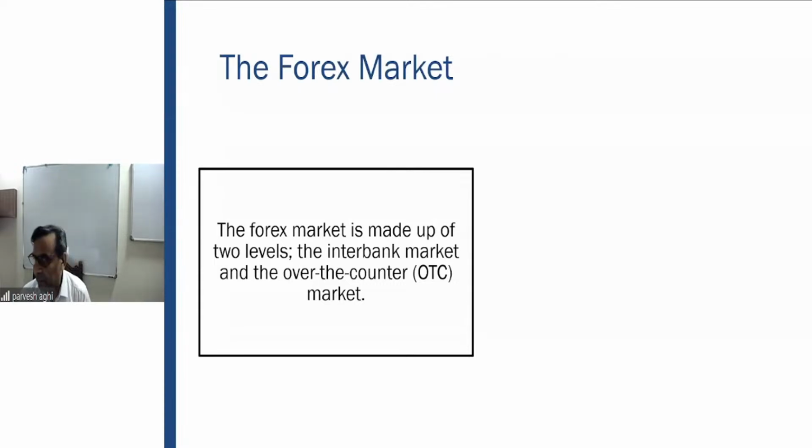Now, the forex market, we must understand this very important part of our understanding. The forex market is made up of two levels, the interbank market and the over the counter market. Now, in any market, you have a wholesale market and a retail market. Similarly, in the forex market, we have the interbank market, which is like a wholesale market where the banks trade among themselves. It is a very large market, and the other market is called over the counter, where commercial companies or people like you and me, individuals, go when we need dollars.